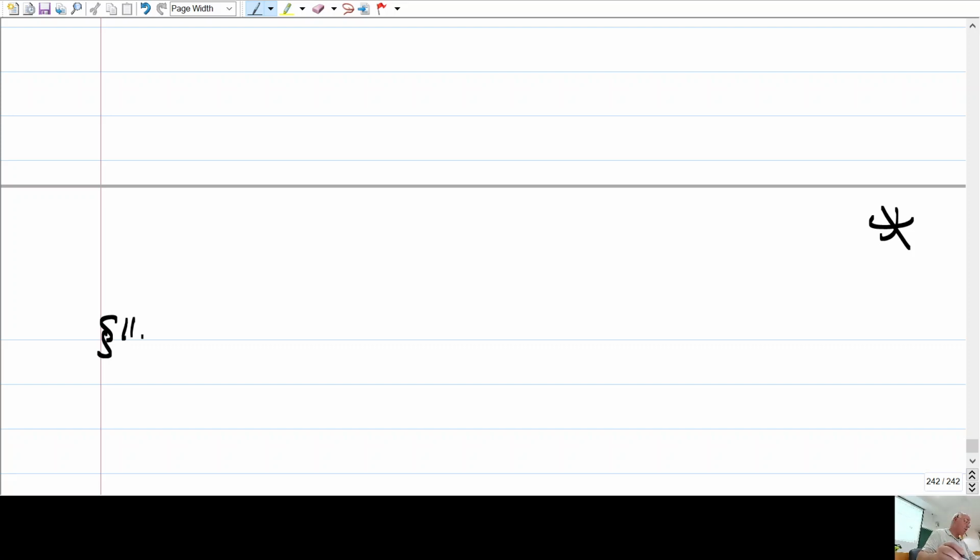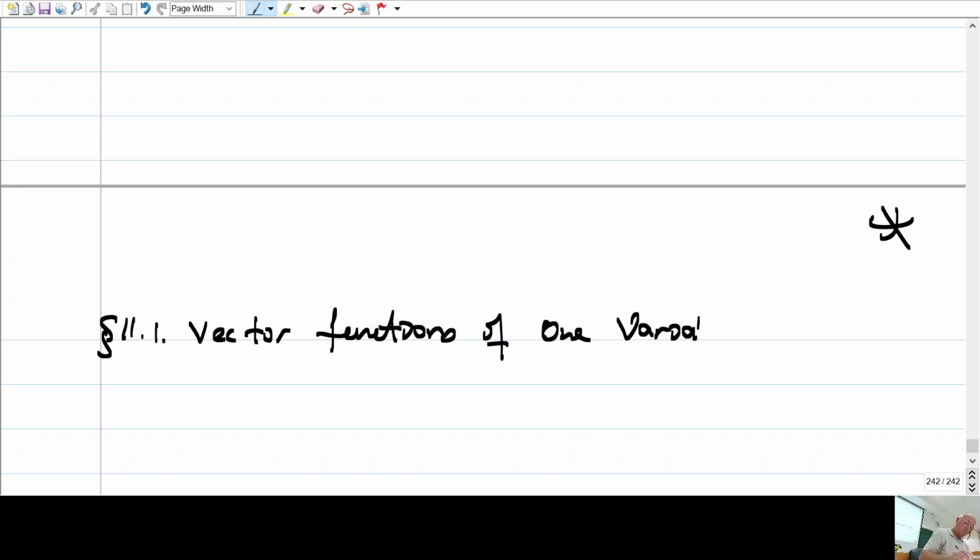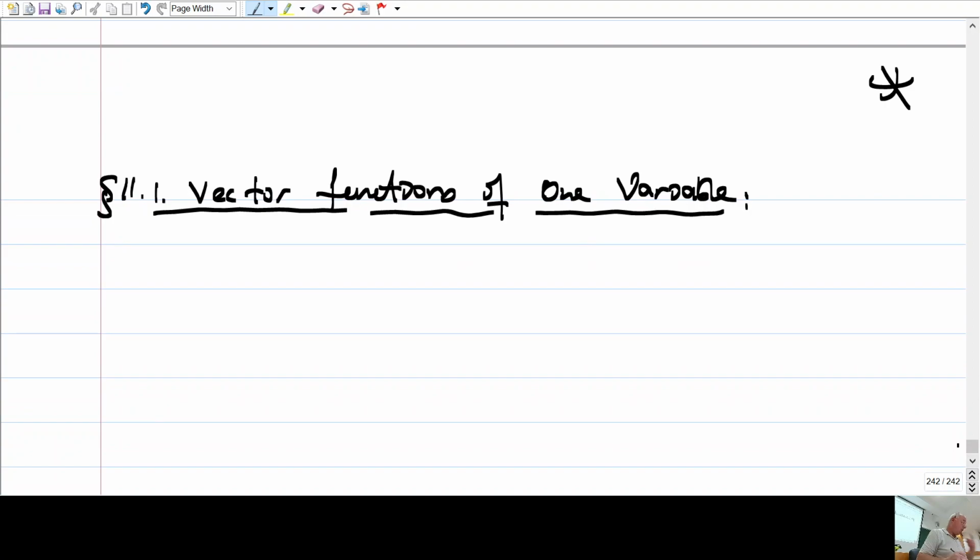Alright, so we start a new section, 11.1, vector functions of one variable. Okay, so what are these?